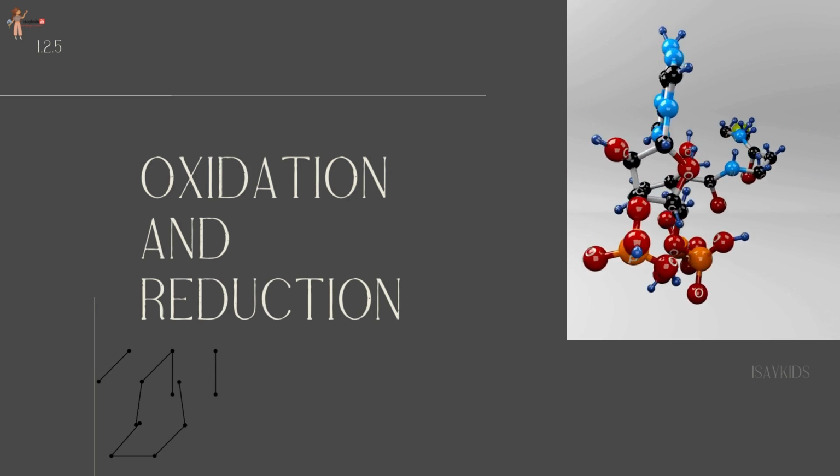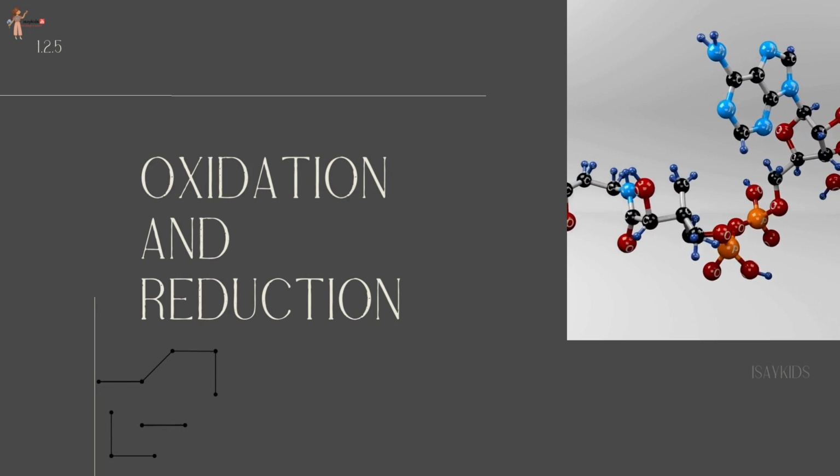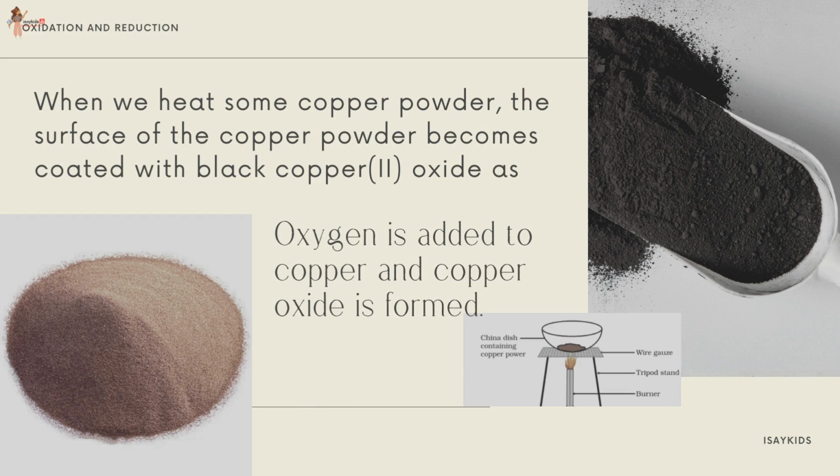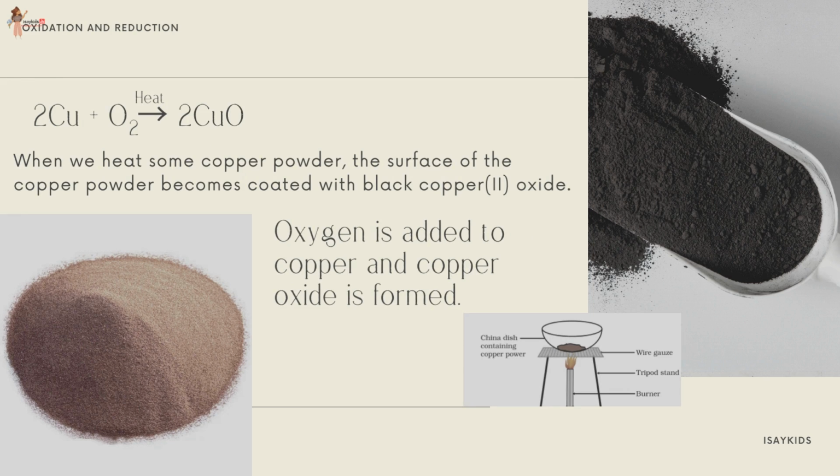Next is the oxidation and reduction. The surface of copper powder becomes coated with black copper oxide. Why has this black substance formed? This is because oxygen is added to copper and copper oxide is formed. The chemical equation involved here is 2Cu plus O2 gives 2CuO.